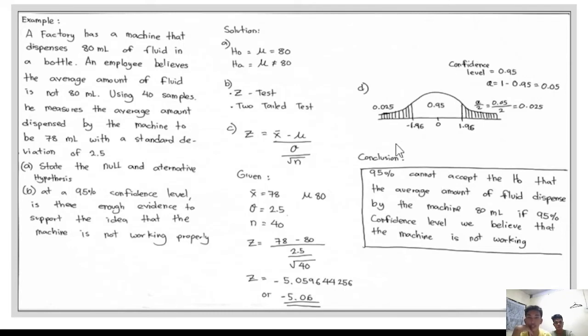Yung conclusion ng example na to, at 95% confidence level, cannot accept the null hypothesis that the average amount of fluid dispensed by the machine is 80 ml. We believe that the machine is not working properly. Napunta tayo sa next example.